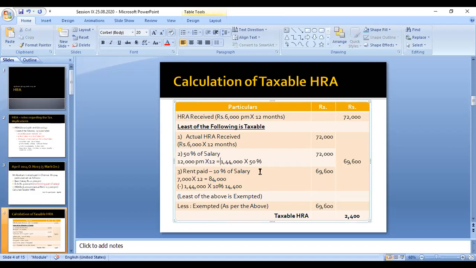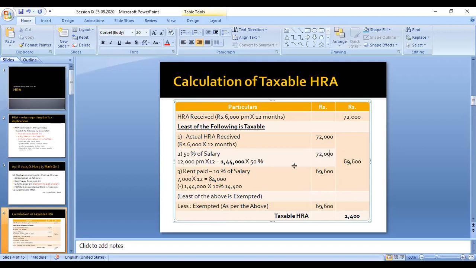This is the salary. With this salary only, we have to calculate 50%. So 1,44,000 into 50% of salary, the second amount. 1,44,000 into 50% again gives 72,000. Okay, 72,000 can be arrived at.